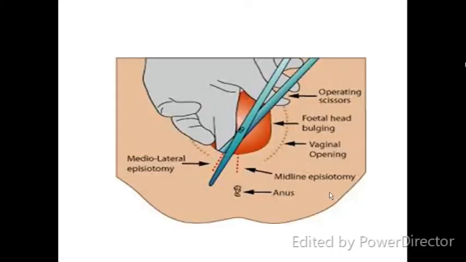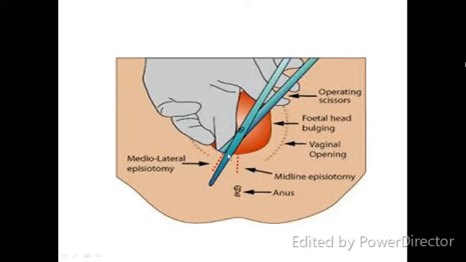In this picture you have seen an operating scissor, but this is not an episiotomy scissor. It is a normal tissue cutting scissor, but it's not an episiotomy scissor. Okay, the fetal head is crowning at the vaginal opening. This is the midline episiotomy, and this is the mediolateral.